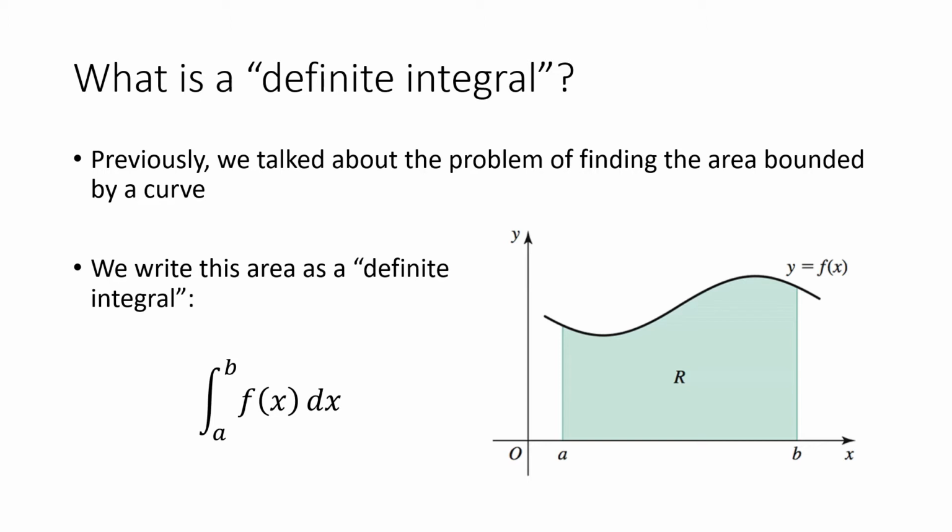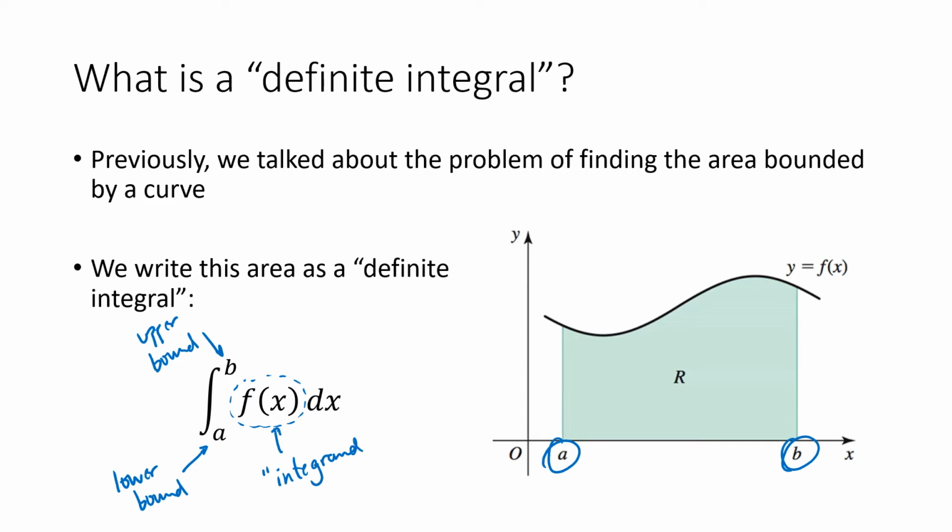The two numbers, the starting point a and the ending point b, we write on the bottom and top of our integral sign, respectively. So a we call the lower bound, and b we call the upper bound. And then the function that we're actually trying to find the area of, we write that next, and then we write dx. So this function f is sometimes called the integrand. That's not a word I'm going to use too often, but that's a word you might see if you read through the book.